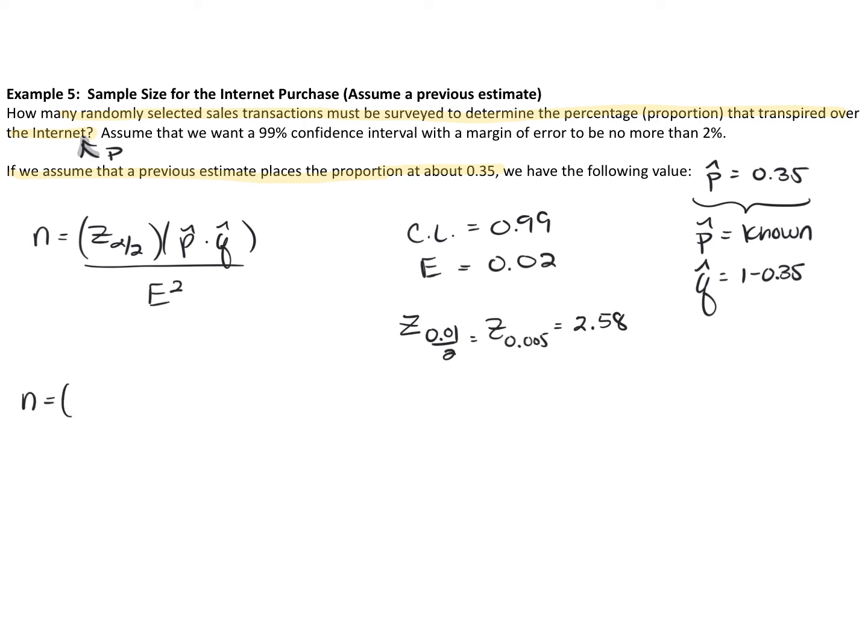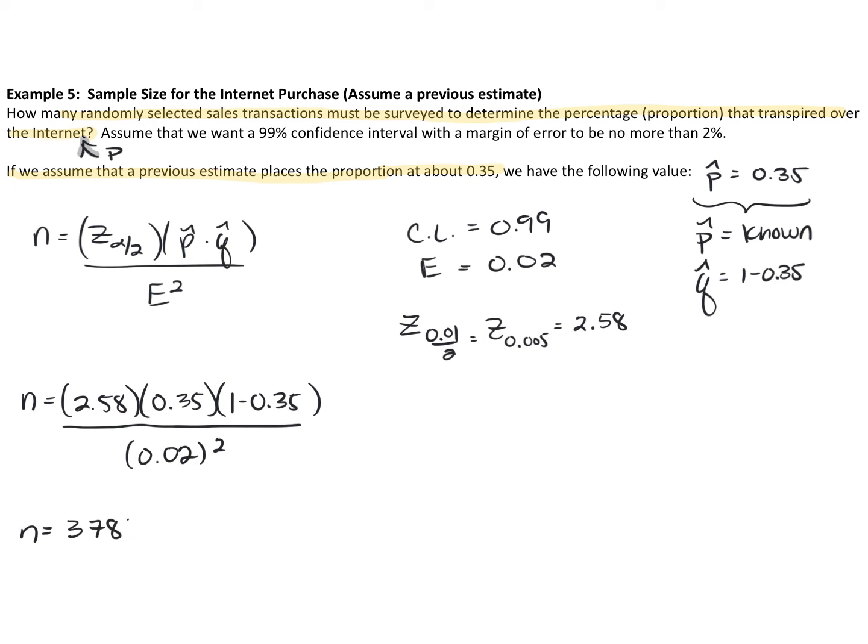So let's put that into the formula, 2.58. Type in 0.35 times 1 minus 0.35. Divide this by 0.02 squared. This calculation gives us a sample size of 3,785. So this means that your sample needs to be at least 3,785 sales transactions or larger to ensure our margin of error is no more than 2%.